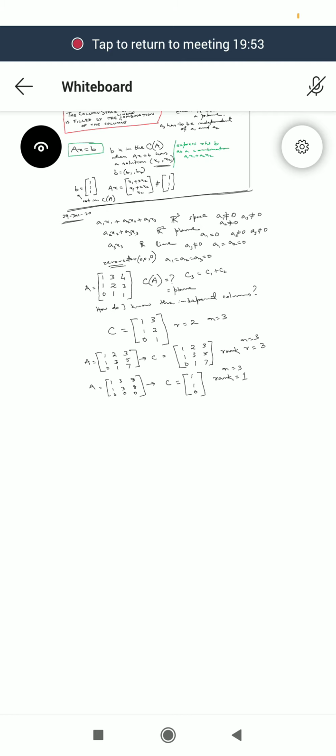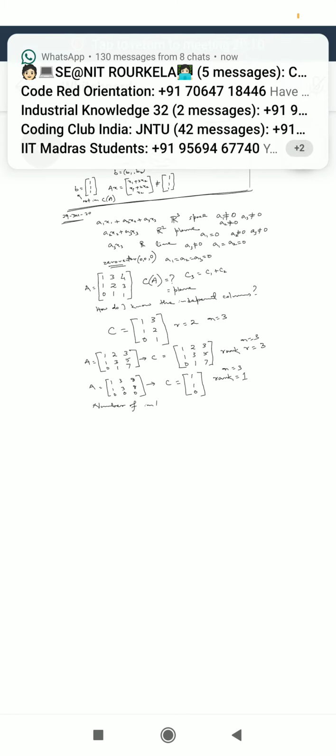So what is rank actually? What is the rank? Number of independent rows or columns. That's the number of independent columns.